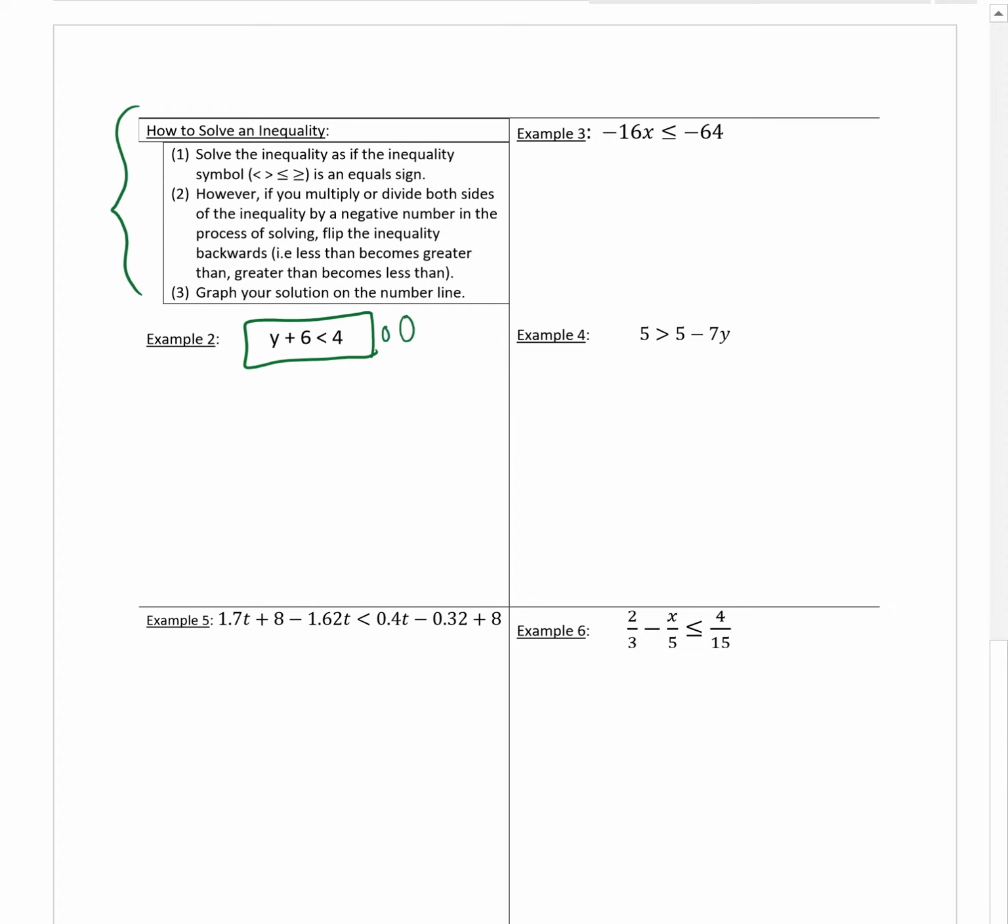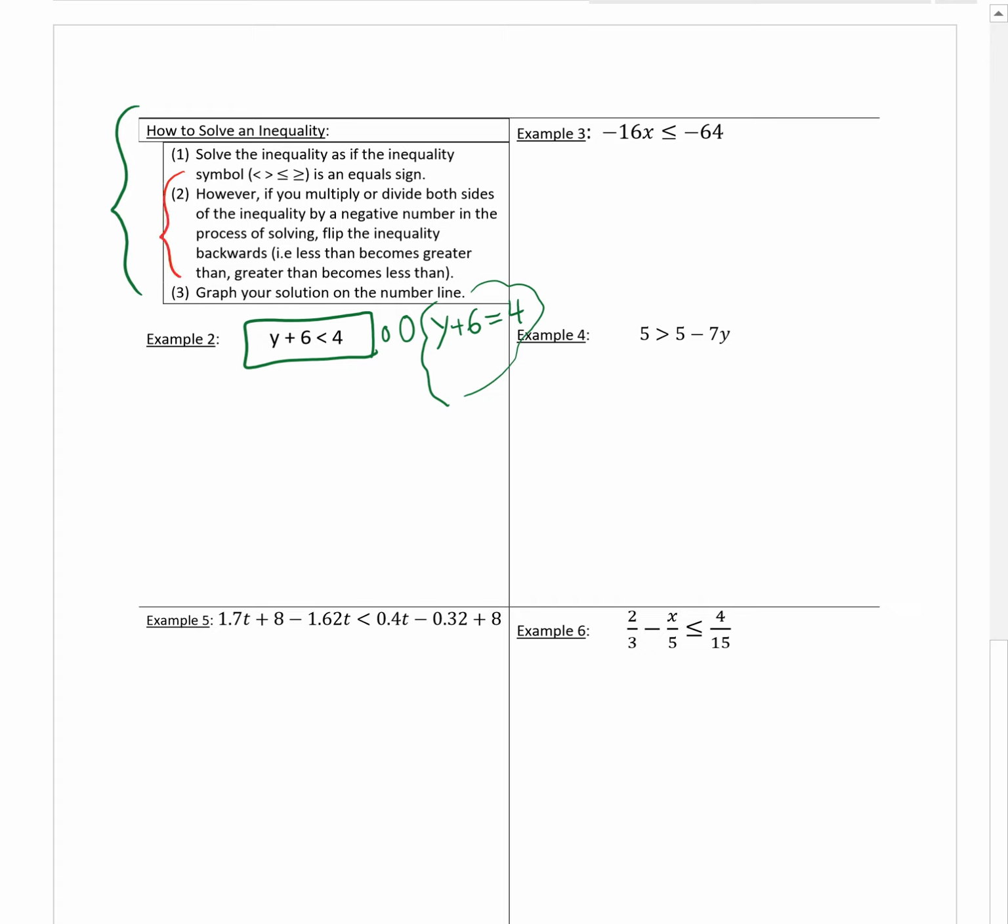So in this first example here, imagine that instead of y plus 6 is less than 4, what if it was equal to 4? Then you know exactly what to do. You're going to move the 6 over and so on. So just imagine that it's an equal sign and do the same thing you would do otherwise. But the only thing you have to keep in mind is this second step here.